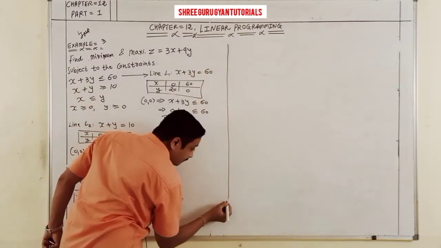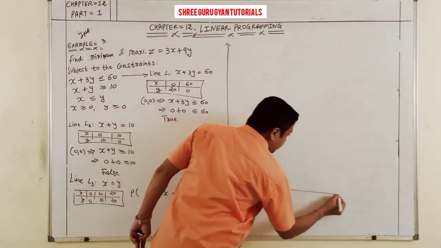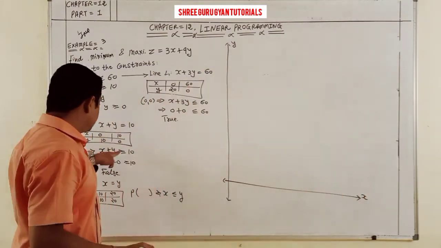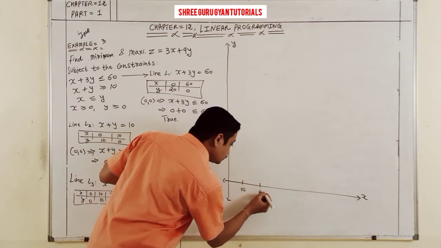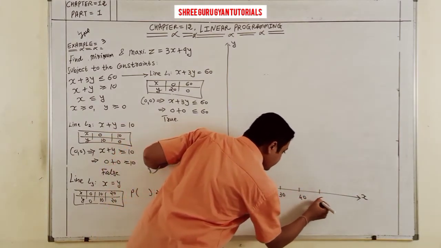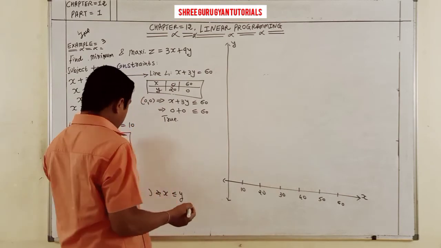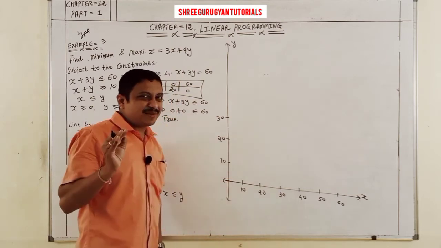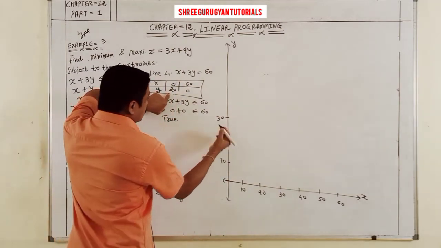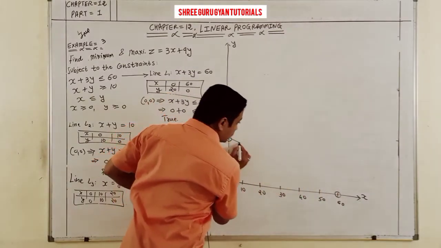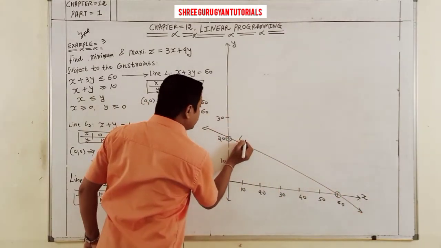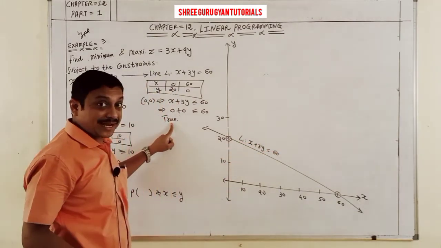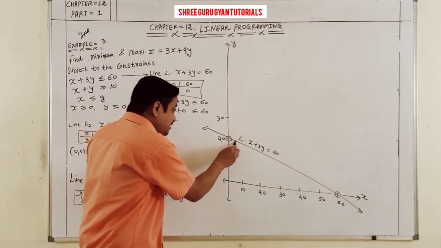Now I will plot my simple graph. This graph is very easy and simple. Maximum 60. I will mark here 10, 20, 30, 40, 50, 60 and the y-axis also 10, 20, 30. Just apply this first line: 0 to 20, 60 to 0, this is line L1. Shading, you know, x plus 3y less than 60. Which side shading? True side, means towards the origin. This side is your shading.